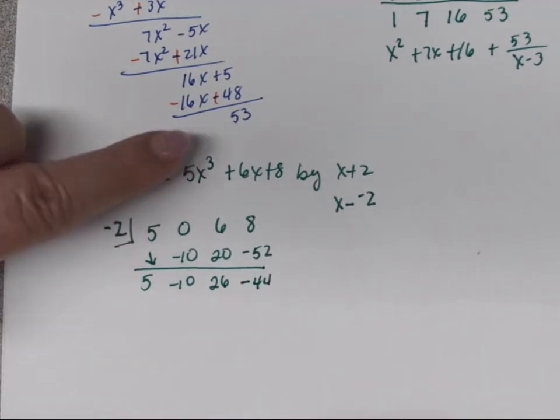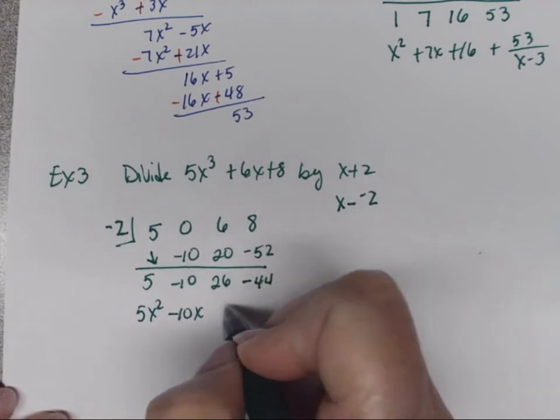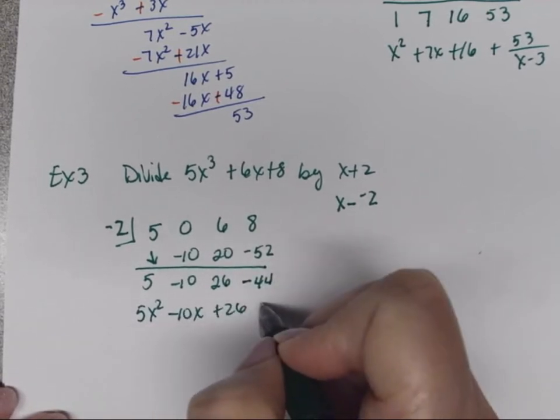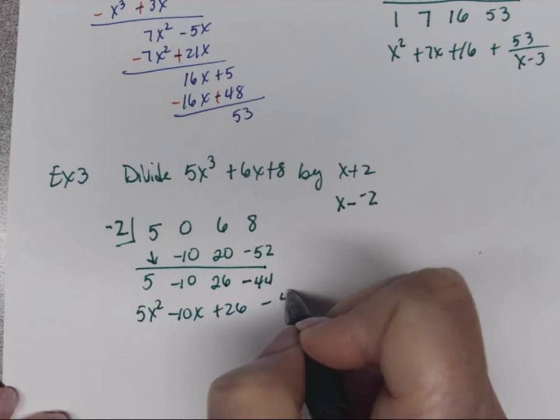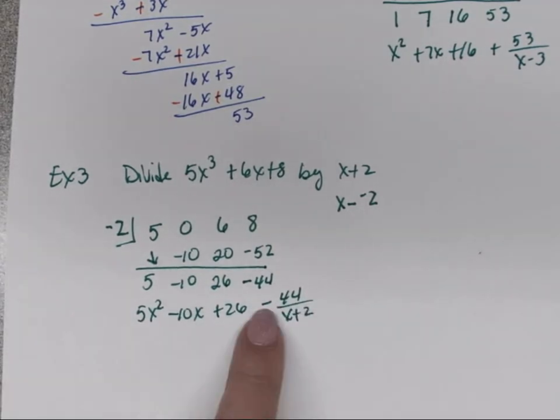We drop down a degree, so we have 5x squared minus 10x plus 26 minus 44 over x plus 2. Now in the homework they may have it as plus, and then you just put the negative up on top. It doesn't matter either way.